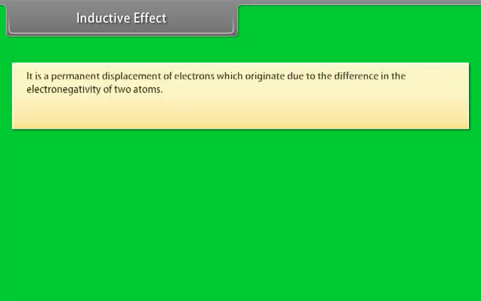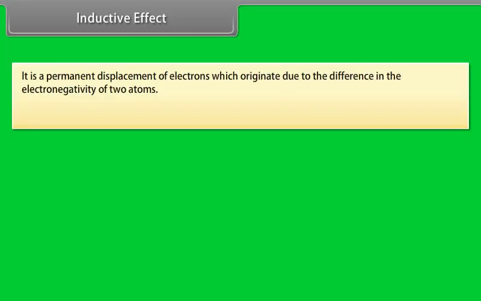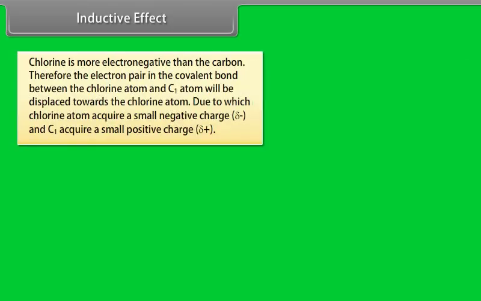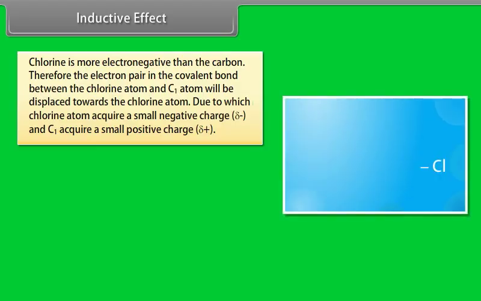Inductive effect. It is a permanent displacement of electrons which originate due to the difference in the electronegativity of the two atoms. Let us consider a chain of carbon atom in which the terminal carbon atom is joined to a chlorine atom. Chlorine is more electronegative than the carbon. Therefore, the electron pair in the covalent bond between the chlorine atom and C1 atom will be displaced towards the chlorine atom, due to which chlorine atom acquires a small negative charge and C1 acquires a small positive charge.